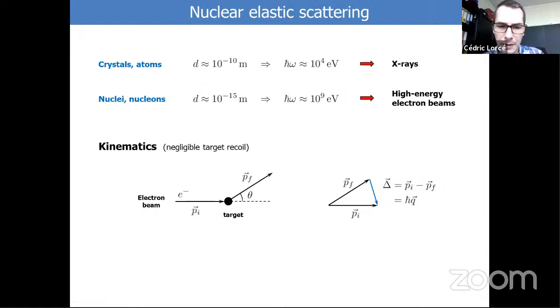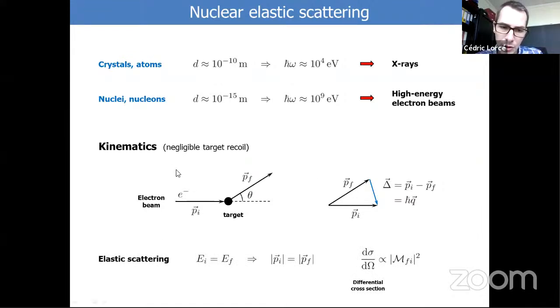If we consider elastic scattering, by elastic scattering we mean that the energy of the initial beam is the same as the energy of the final beam. It means also that the momentum of the initial electron in modulus is the same as the momentum of the electron in the final state. And so basically the differential cross-section, so the probability to scatter the electron in a certain direction, is given by the square of an amplitude from the initial state to the final state and depends essentially on the scattering angle.